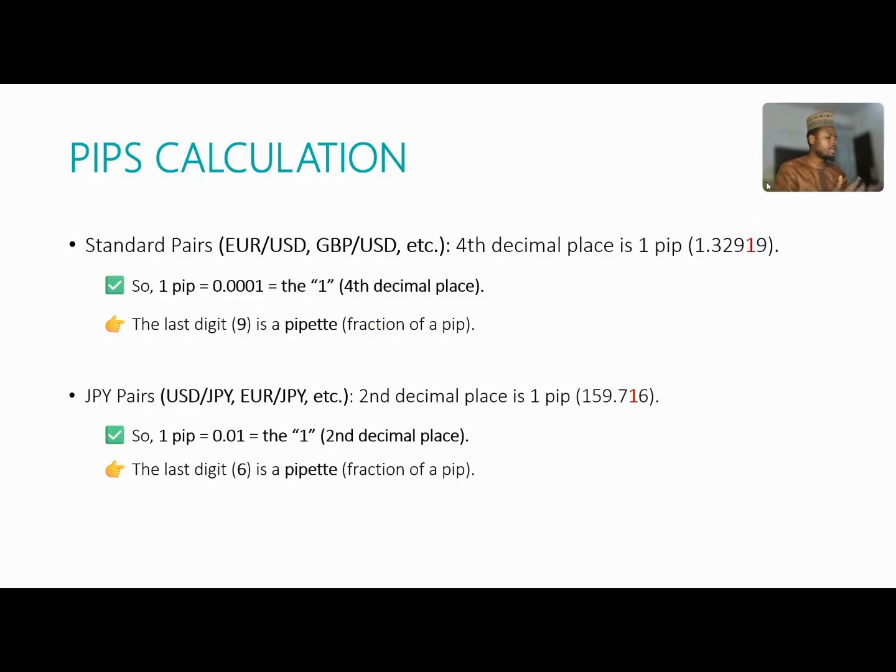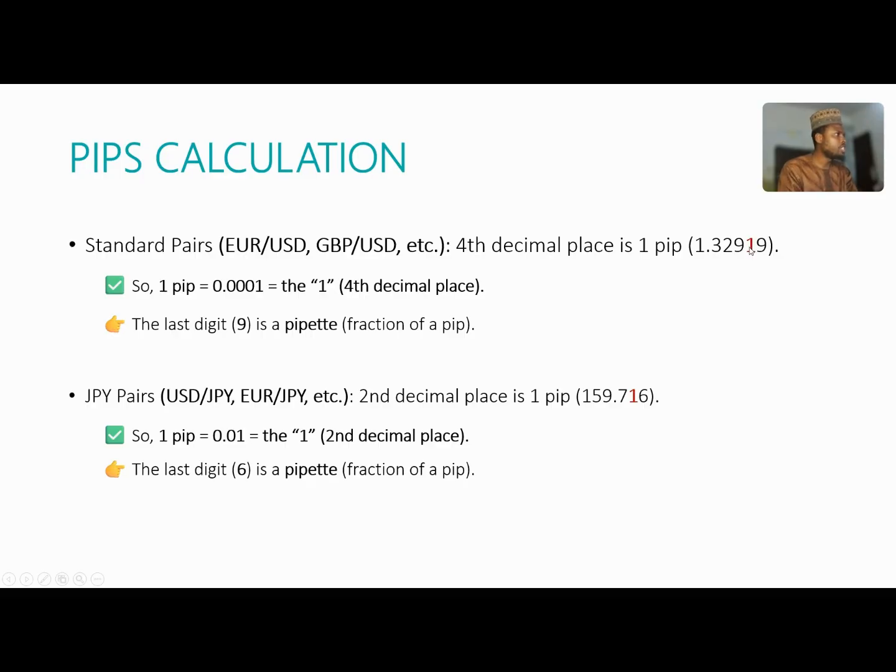It's like a countdown for time. After 60 seconds, that means 1 minute. After 60 minutes, that means 1 hour. So that is how the pipette works. From 0 to 10 pipettes makes 1 pip. That means 1 pip is equal to the fourth decimal place number. Counting one, two, three, four, which is one.